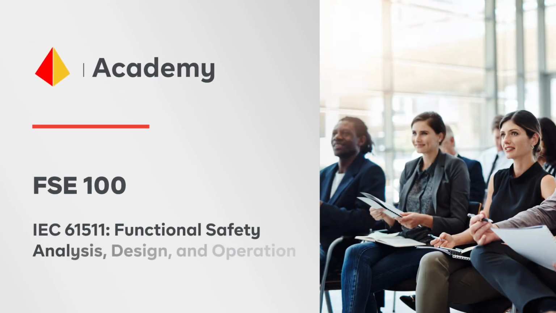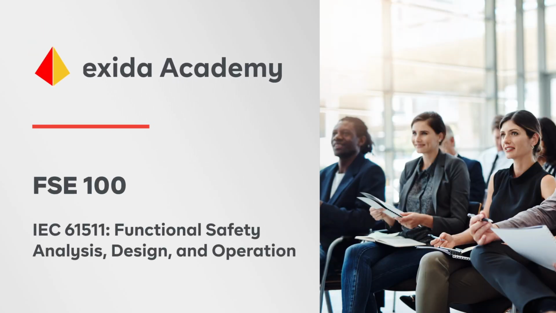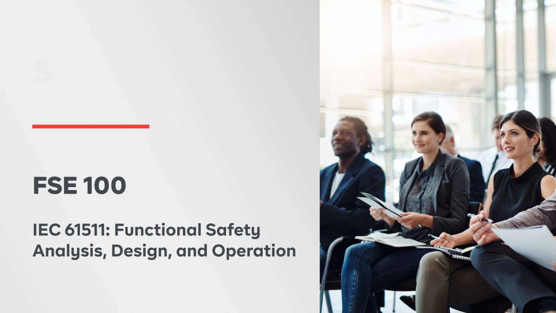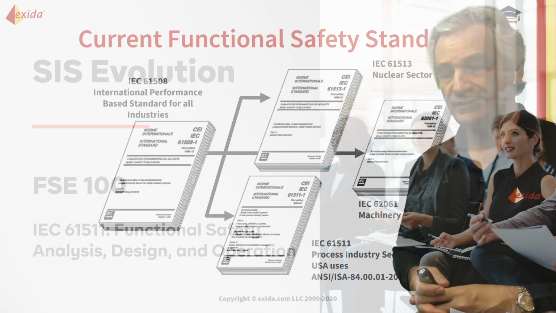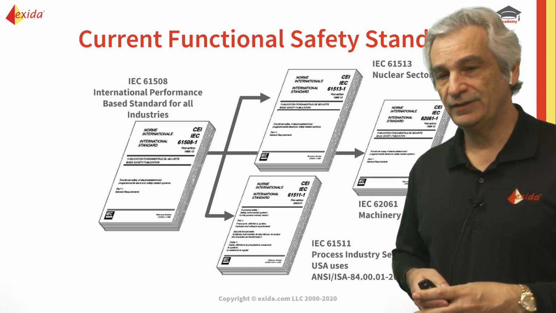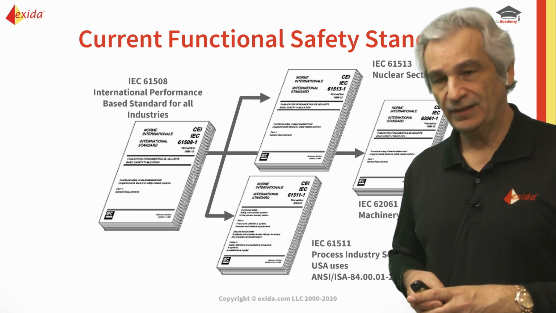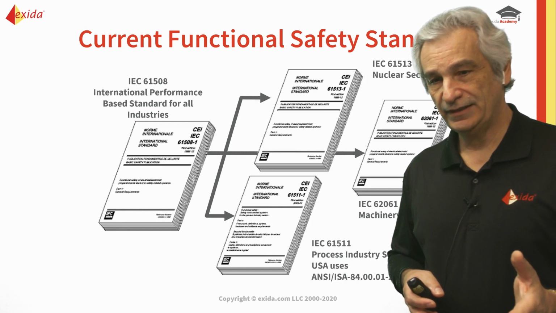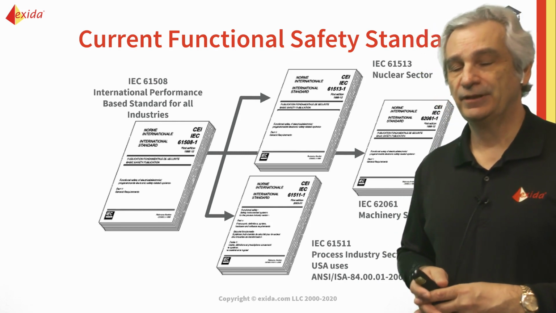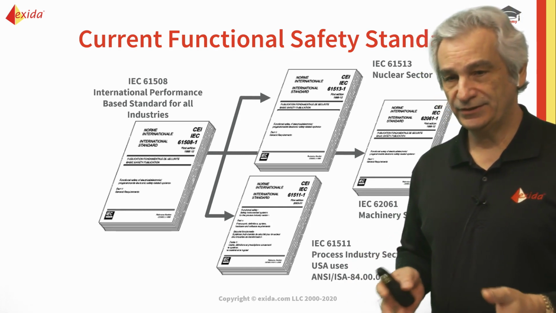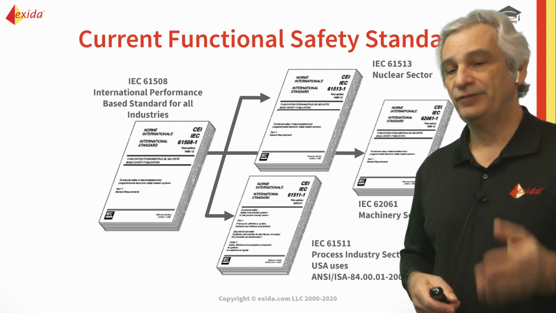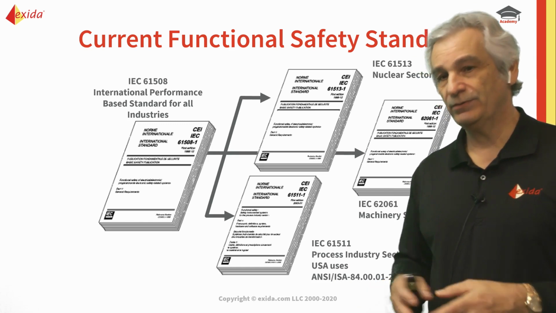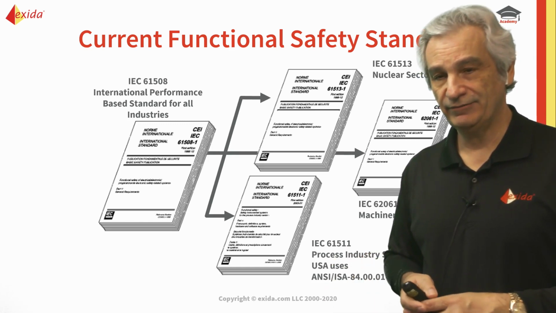So if we look at the standard, you can see here that 1508 is what's known as the umbrella standard. This is the umbrella safety standard for different sectors. And then we have the IEC 61511, which is primarily for the process sector, which governs oil and gas, chemical, pharmaceutical, and food and beverage. So all of that is covered under 1511.